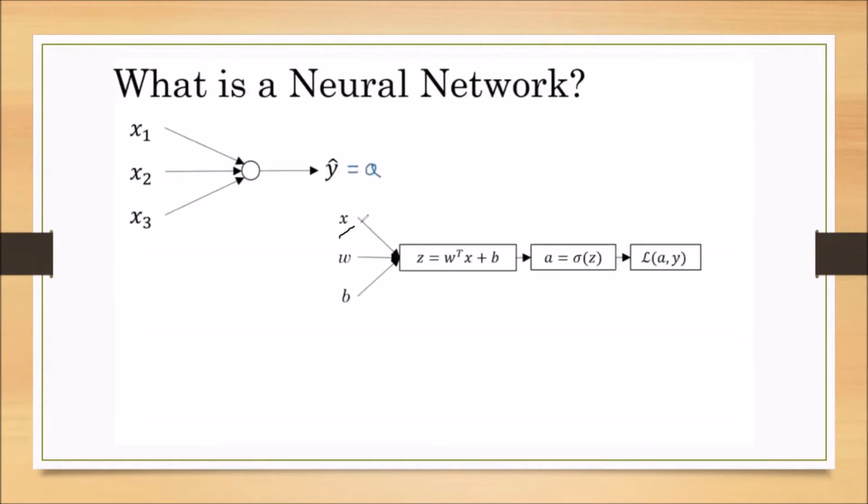So initially, we have taken an X. In this X, there are three features, X1, X2, X3. And W, in this W, there are three parameters, because we have taken three features, so the parameters will also be three. Now this is B. So Z is equal to W transpose X plus B. From this Z, we calculate A. By using this A, we calculate the loss function.